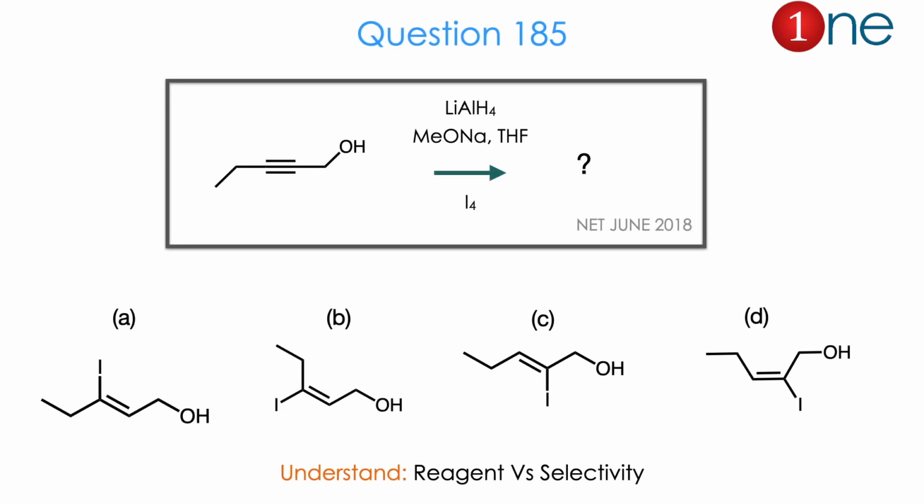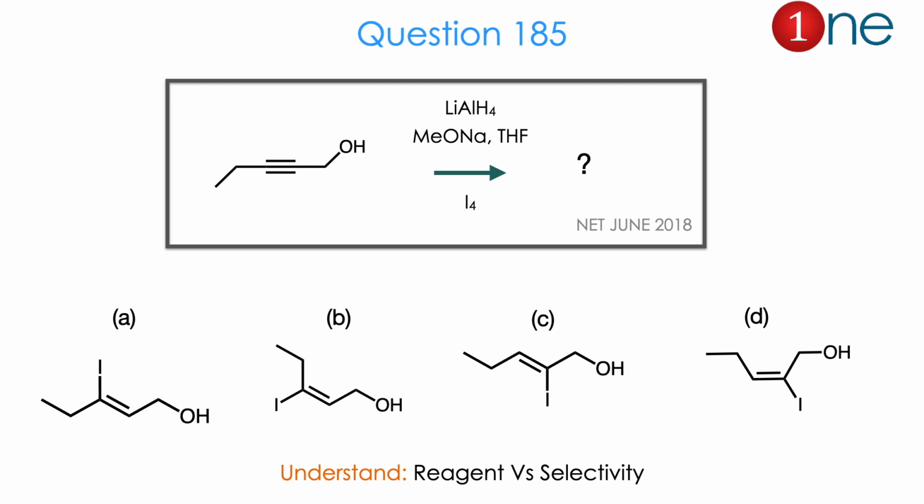Then let us look at the next question. They give an alkyne with an alcohol. You are using lithium aluminum hydride and sodium methoxide in THF. Next step you are using iodine. They ask you to find the product. The products can be cis alkene with iodine, trans alkene with iodine, or cis or trans iodine and alcohol. So there are 4 possibilities.